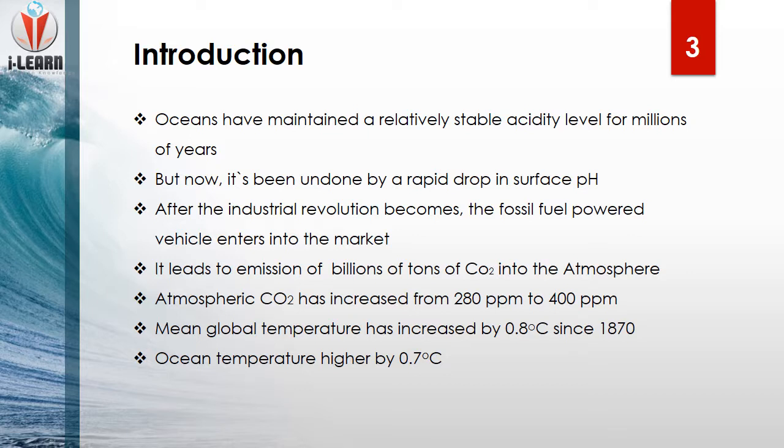especially, as per the study, the carbon dioxide concentration increased from 280 ppm to 400 ppm. So here you may get the idea of how much carbon dioxide increased when we compare it with the pre-industrial revolution. This caused a 0.8 degrees Celsius increment of mean global temperature as well as a 0.7 degrees Celsius increment of ocean temperature. This is a very important impact caused by the dumping of carbon dioxide in the atmosphere.